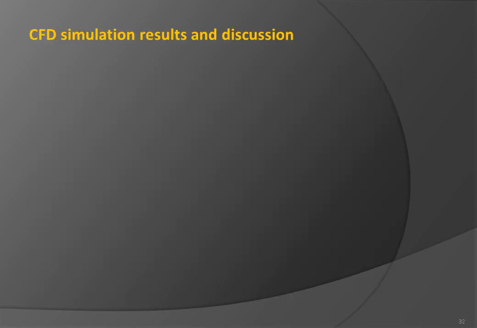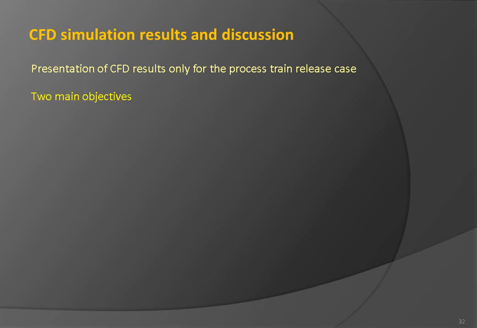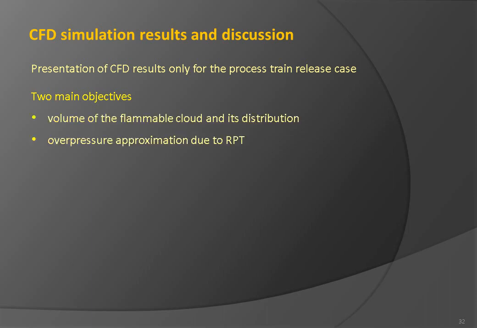The CFD model was prepared in the ANSYS CFX simulation environment, mostly because of simplicity to add different model extensions. Although a number of different scenarios were analyzed, the results will be presented only for the process train release case that was fully defined previously. Two main analysis objectives are discussed and visualized: volume of the flammable cloud and its distribution, and overpressure approximation due to RPT.